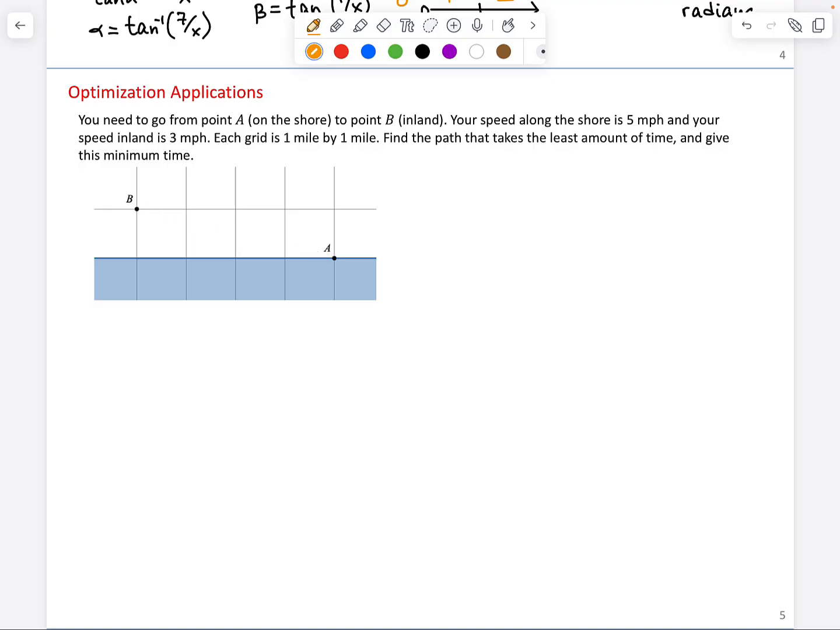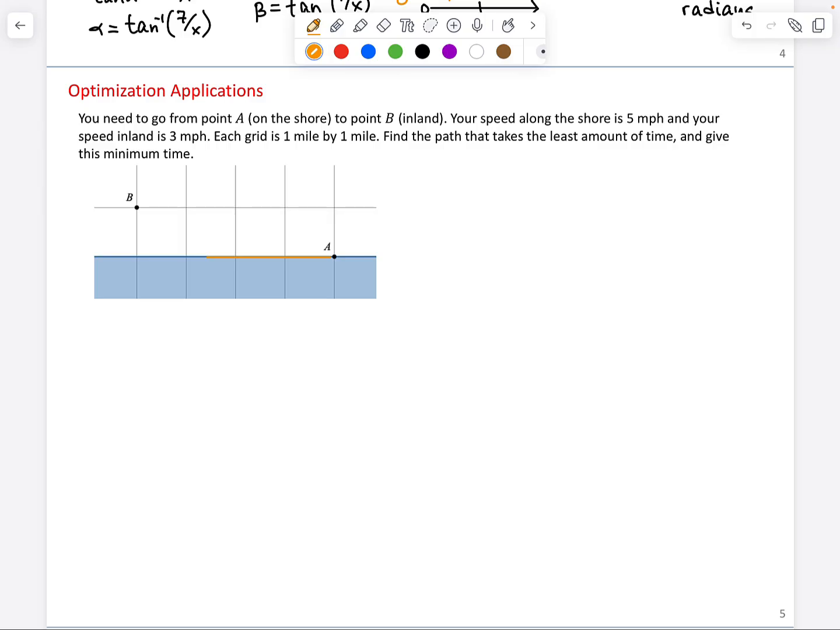Because it is faster to go along the shore, it might be better to go some of the way along the shore at a faster speed before cutting inland to reach point B. Or perhaps we should go all the way across the shore until we can turn 90 degrees and go directly to point B, thus requiring the least amount of travel inland. Maybe this will be the fastest way to get there.